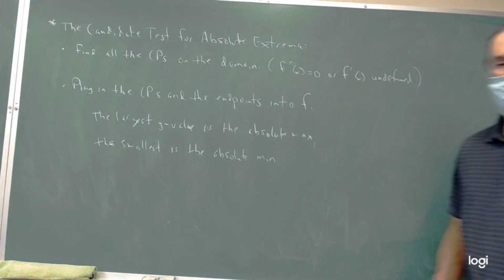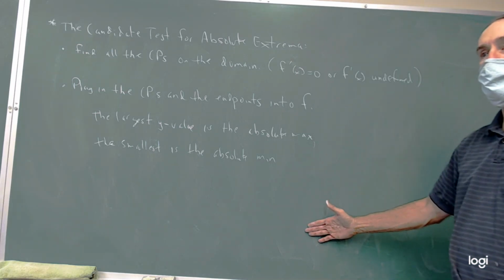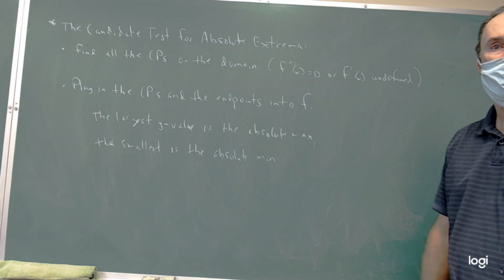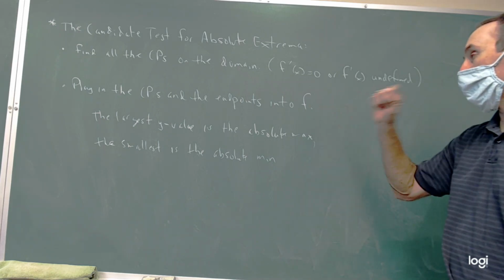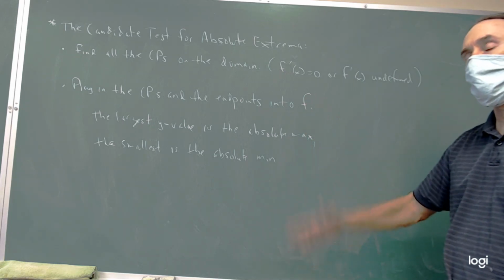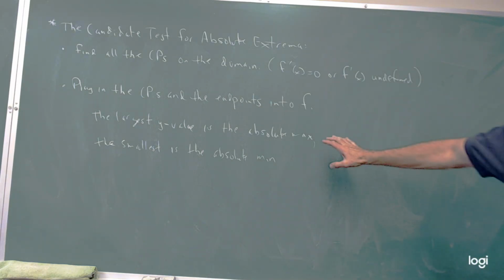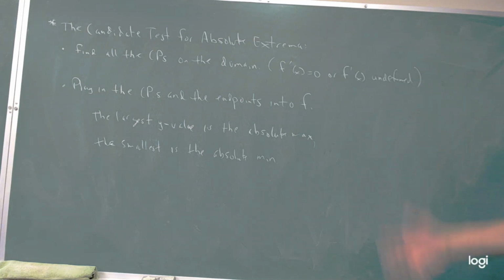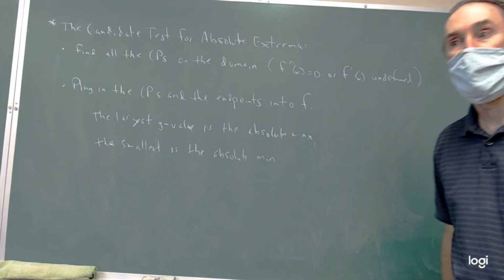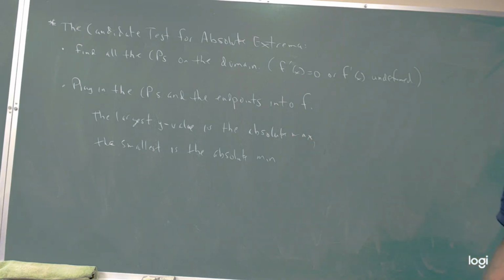That's our candidate test. And oftentimes on an AP test question and on my test questions, you'll be asked to justify. If you do the candidate test, that is your justification. So you find the critical points, you plug them into the original function along with the endpoints. The largest one's the max, the smallest one's the min. It's been justified because of the candidate test. Of course, where it really gets tricky is where you don't have a closed interval. Then you can't plug in the endpoints, and that's the part where it gets a little bit dicier.